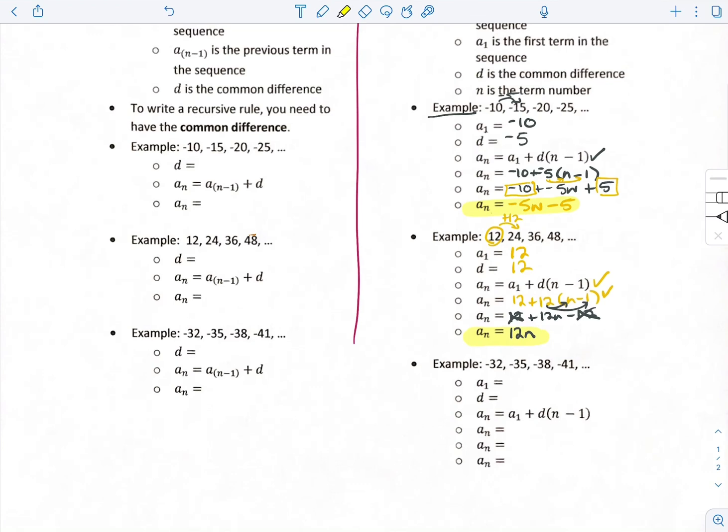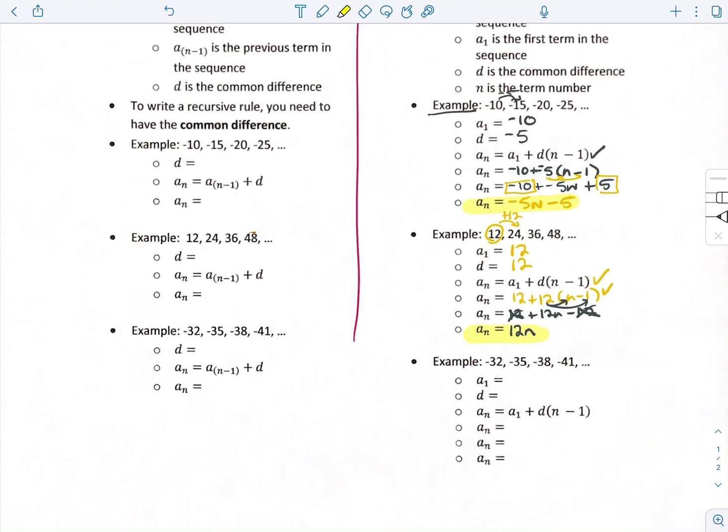Let's say the next example we want to write an explicit rule for -32, -35, -38, and -41. Feel free to pause the video. Try this for yourself. All right, let's get going. So A1 is -32. D is -3.